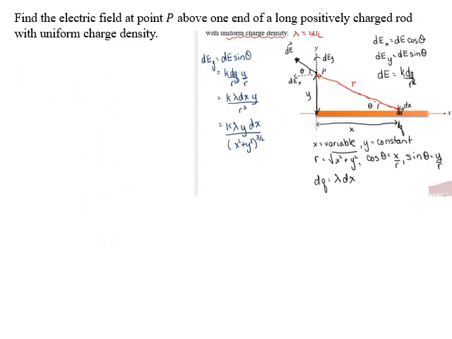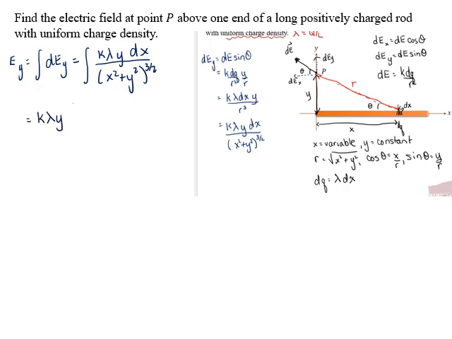Let's find our y component now. So we'll remember that our net y component is the sum of all the elements of the y components. We'll fill in what we know for our dEy, which is k times lambda times y times dx divided by x squared plus y squared to the 3 over 2. We'll take our constants out in front of the integral. The things that are constant this time are k and lambda and y. The x is our variable, so everything with x's has to stay inside the integral.